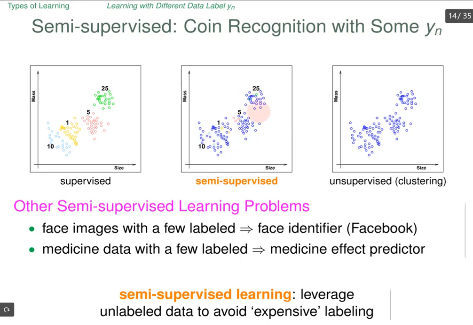You might have seen Facebook has this face identifier. It learns from your images in your profile, and when someone posts an image of you, it tries to recommend some labels to you. Semi-supervised learning is useful and can reduce the task of manual labeling of a huge amount of data.